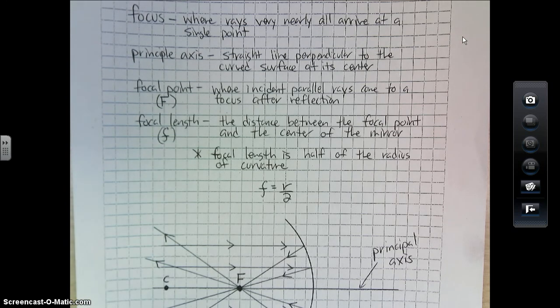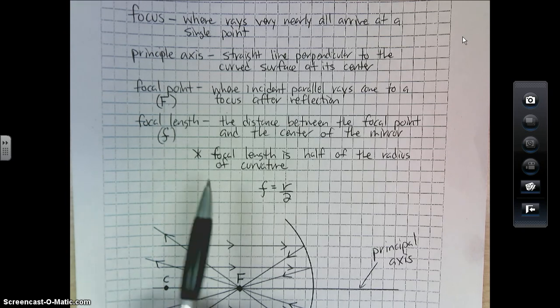The other thing that's on this particular drawing that you can see right now is something called the principal axes. Basically, it's something that would split the mirror right down the middle, or the lens, or something like that. And it's just drawn parallel to any other parallel ray that would come in.